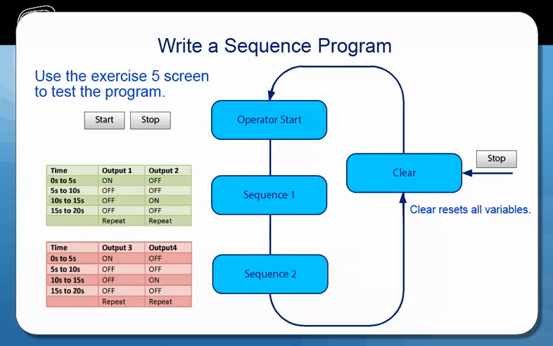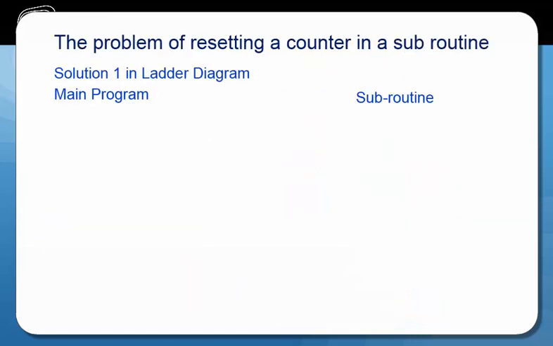Use the exercise 5 screen to test the program. The next slide has some tips on using counters in subroutines. In the previous exercise, you may find that the program goes through once, but it won't reset and start again. You'll find that the cause is the counter not being reset.